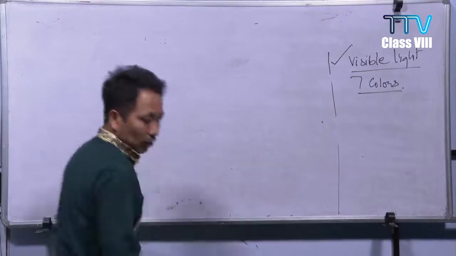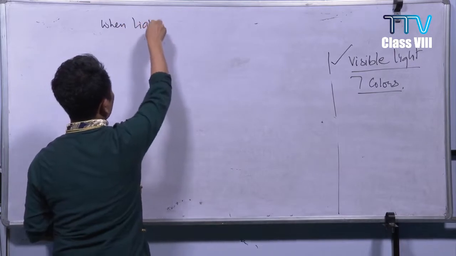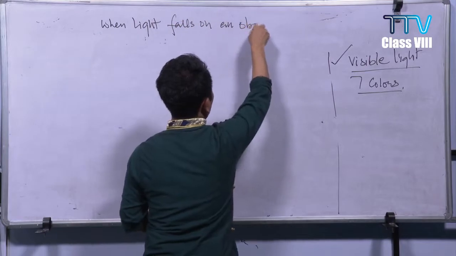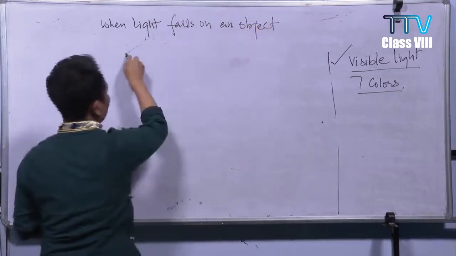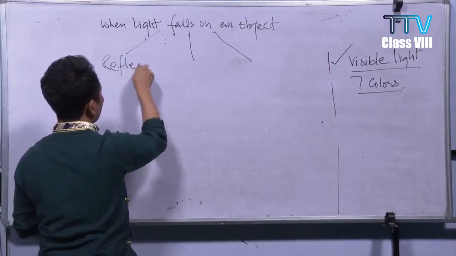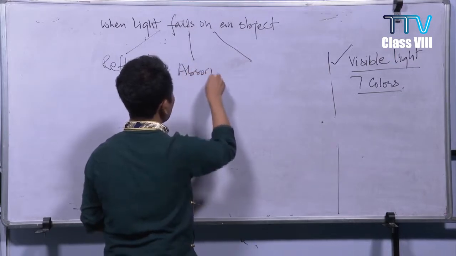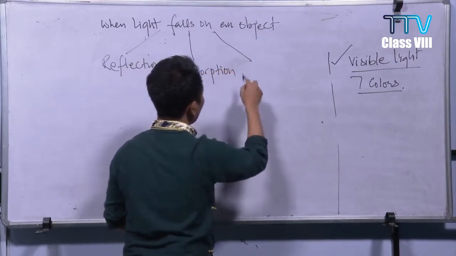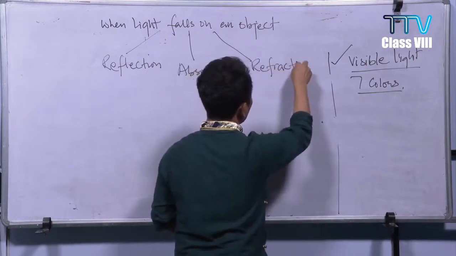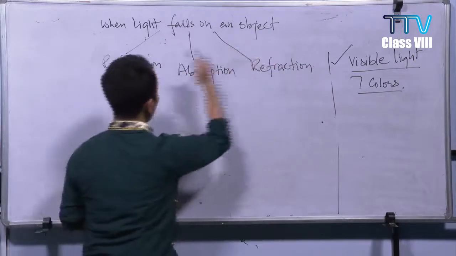When light falls on an object, three things may happen. One is reflection. One is absorption. And the other is refraction, you may say transmission, refraction.